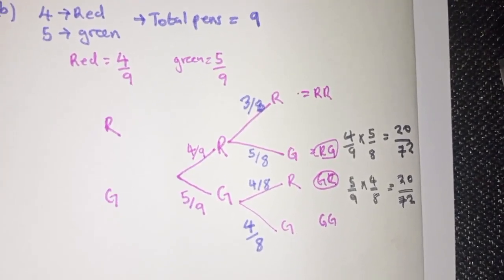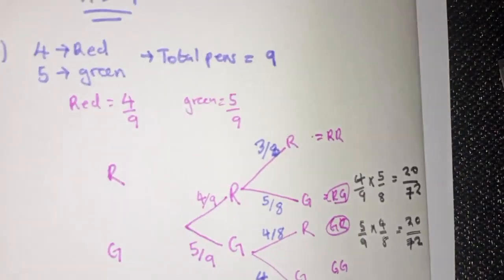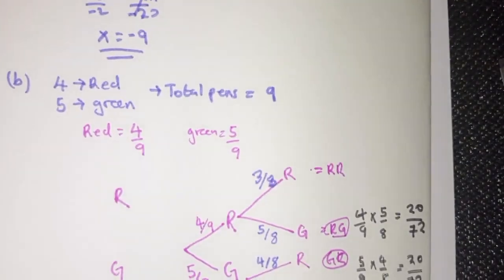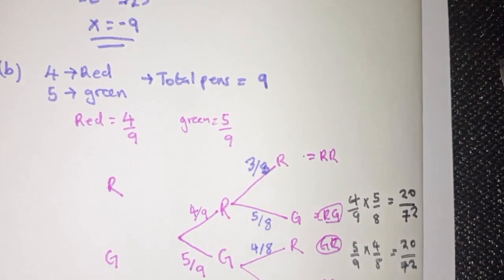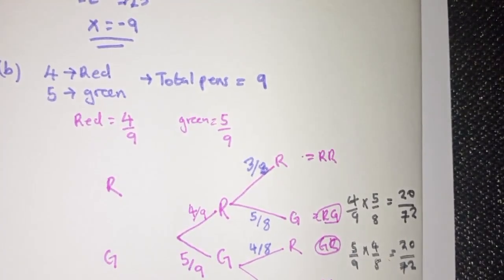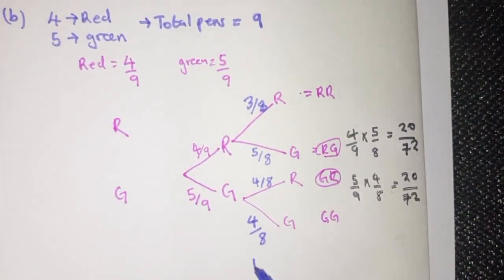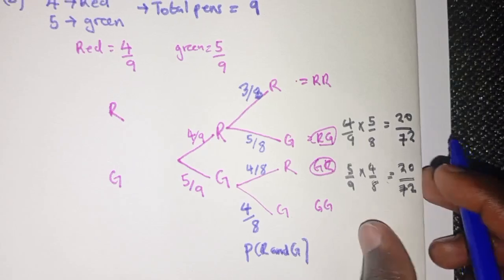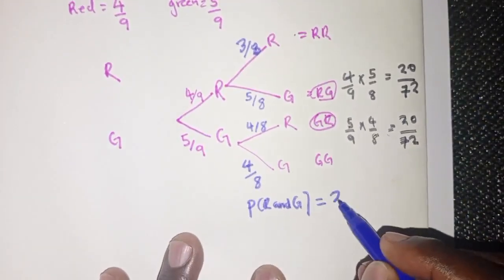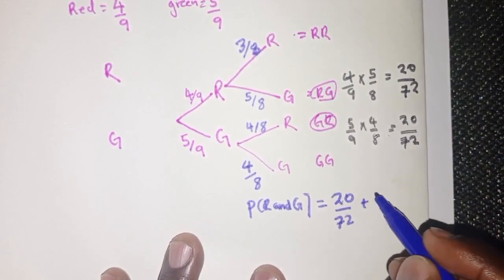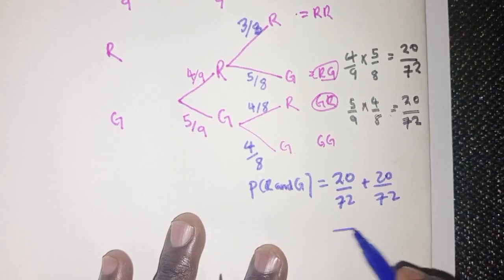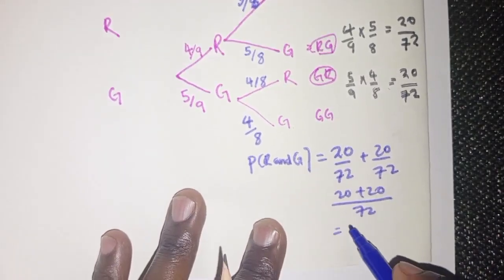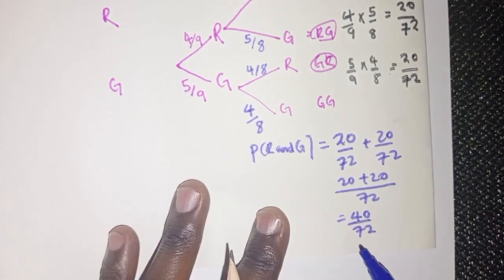Now we are looking for the probability of picking one of each color, which are these two. The question is asking: what's the probability of picking one red and one green? So you're going to add these two outcomes together. The probability of picking one red and one green would be 20/72 plus 20/72. The common denominator here is 72, so you have 20 plus 20, which gives us 40 over 72. And this is the probability.